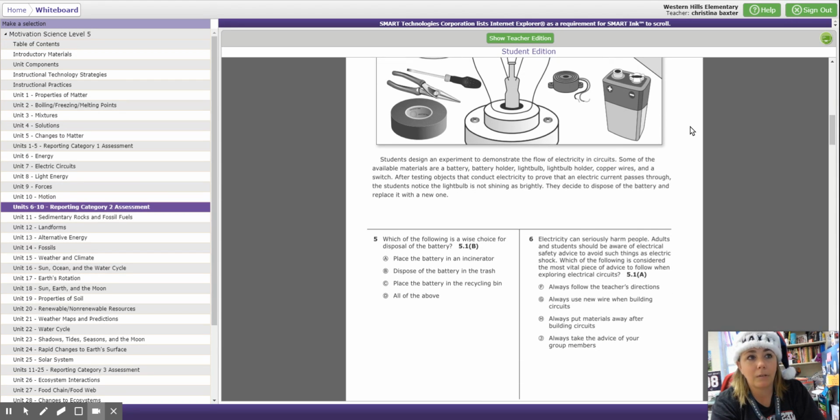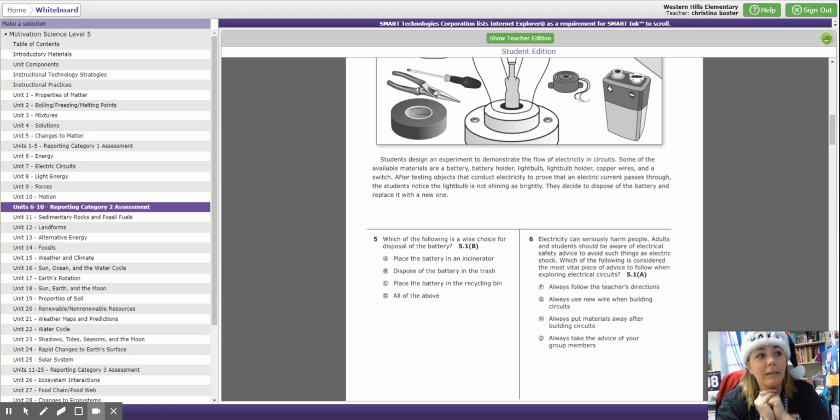So number 5. Which of the following is a wise choice for disposal of the battery? A. Place the battery in an incinerator. B. Dispose of the battery in the trash. C. Place the battery in the recycling bin. Or D. All of the above.